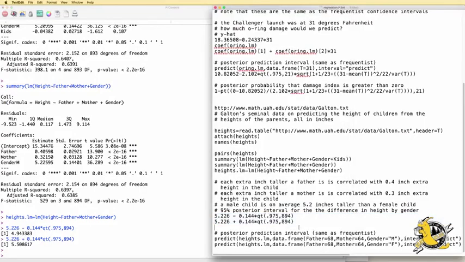We can also look at prediction intervals. Again, a reference Bayesian analysis will give us the same intervals as a frequentist. So we could ask, what's a predicted height and predicted 95% probability interval for a child's height when the father is 68 inches tall, the mother is 64 inches tall, and the child is either male or female?